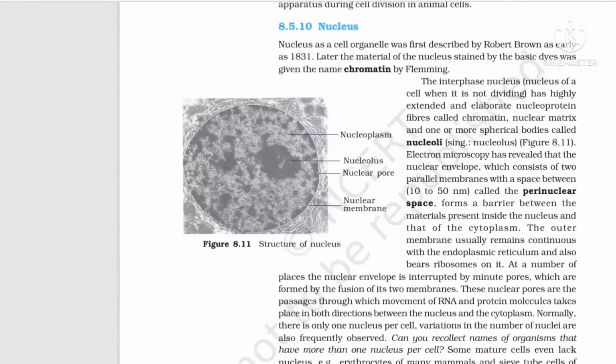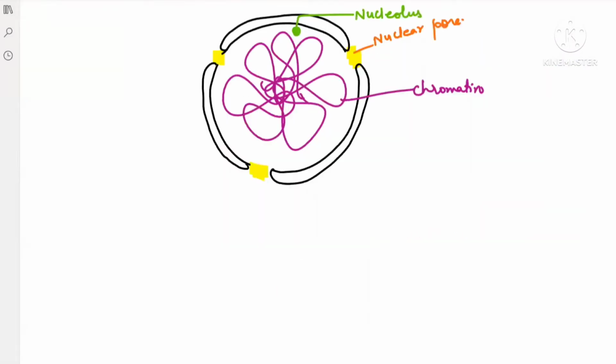The nucleus is a cell organelle which was first described by Robert Brown in 1831. The nucleus can be stained by a basic dye. Later, the material present inside the nucleus was given the term chromatin by Fleming. The nucleus was discovered by Robert Brown and chromatin by Fleming, and chromatin can be stained by the basic dye. Clear?